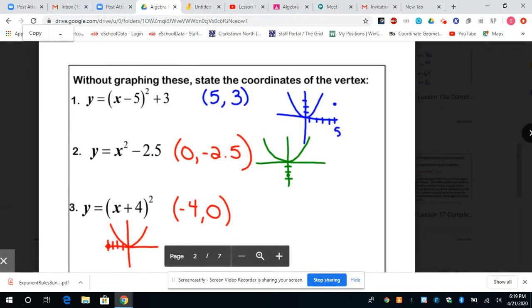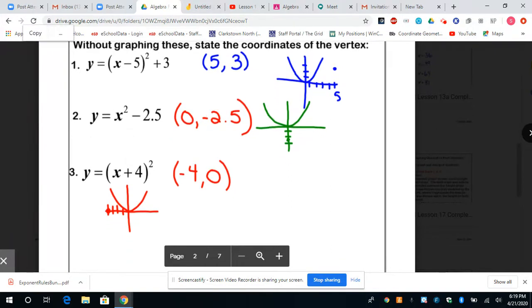Right now we're finding just the vertex. What is that turning point of the graph? And you do have your calculator. You can graph these to make sure you're correct. But this is just to tell you that you can find the vertex without actually graphing it.